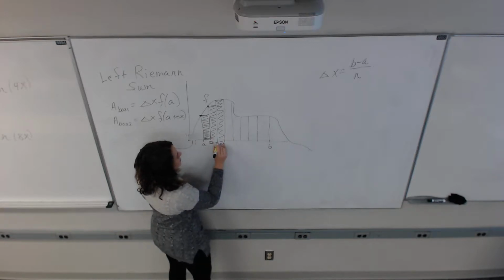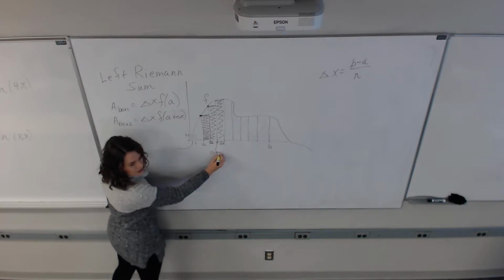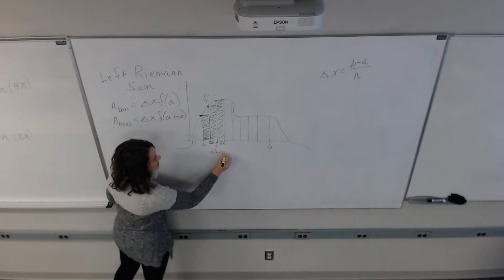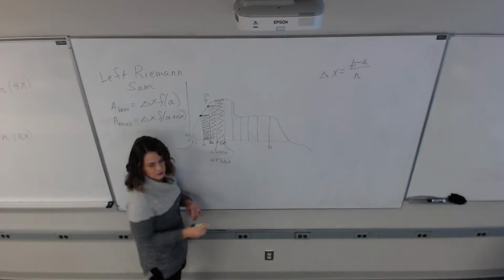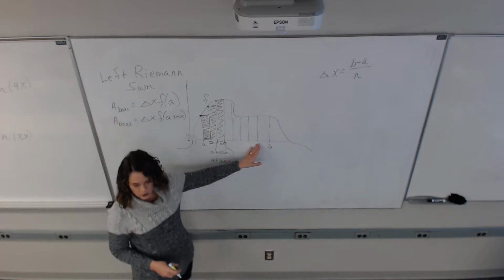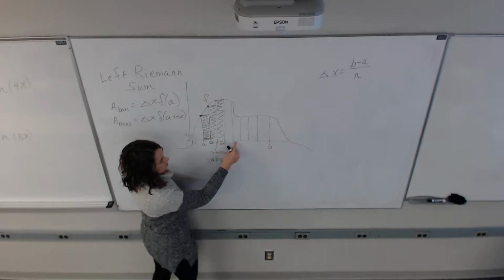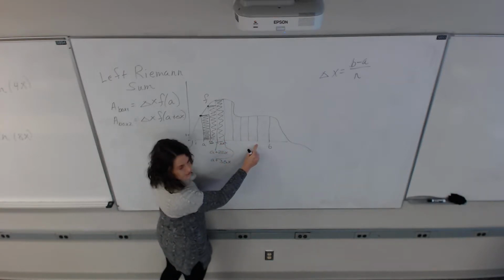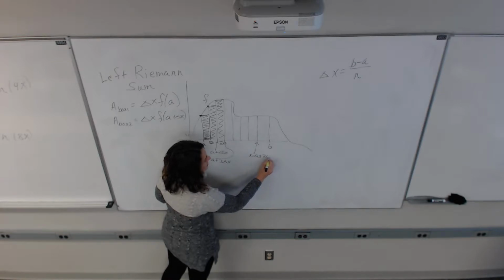What's that x coordinate right there? Yes, go ahead and say it, a plus 2 delta x. What's the next one going to be? A plus 3 delta x, a plus 4 delta x, a plus 5 delta x. What's the last one going to be over here for us? This is going to be 1 delta x, 2, 3, 4, 5, 6, 7. 7 delta x is the last one, right? Does everybody see that one? So this is going to be a plus 7 delta x.